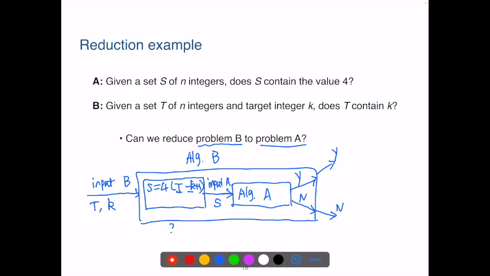By now, it won't be difficult for you to figure out there are other ways to do the transformation. For instance, we could set all the numbers in S as the numbers in T minus K plus 4.